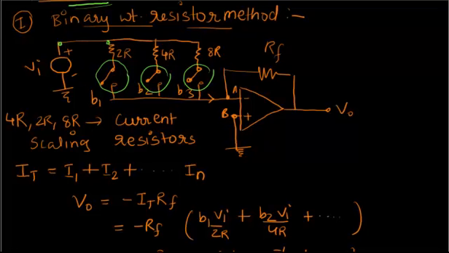Now here these resistors are called current scaling resistors, because when you find the current, as I have done here, suppose this is I1 here, I2 here, I3 here, and so on. I have only shown this circuit for 3 bits. You can call these bits B1, B2, B3. These are nothing but the bits of the digital input. So the total current here, IT, will be the sum of all these currents, right?